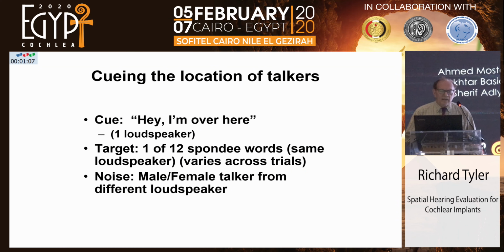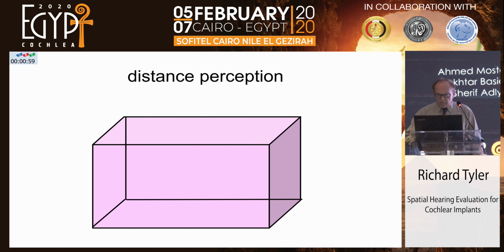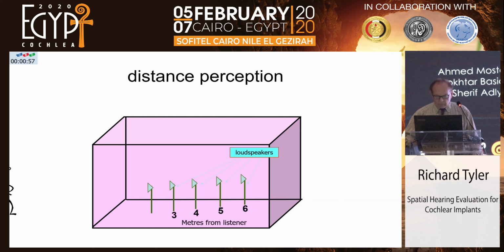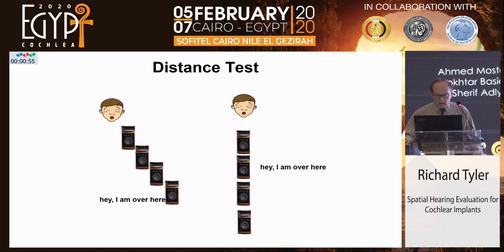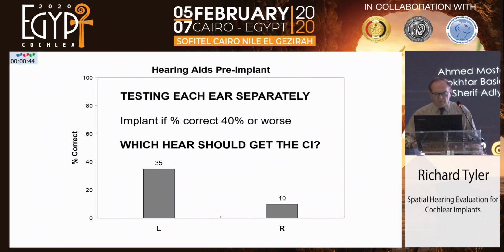We've also looked at cueing the localization, so hey, I'm over here, and the person can look and then measure speech perception. We've measured distance perception with different loudspeakers in different positions on the front or off to the side. We've also looked at movement, so we simulate movement, and the individual has to suggest is sound coming from the right or the left.